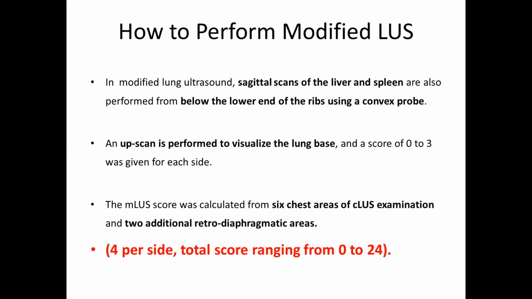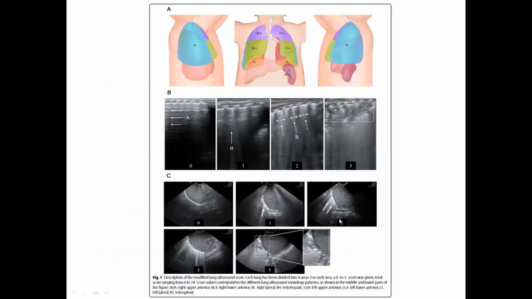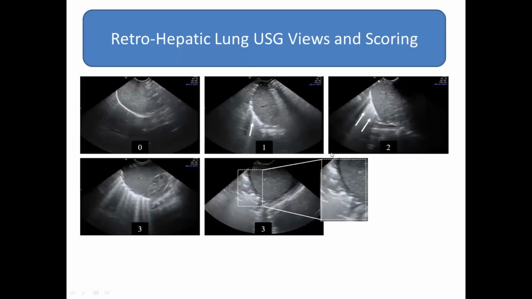In modified lung ultrasound score, the 6 chest areas of classical lung ultrasound were used, plus 2 additional. So total 4 per side, and the score will be 0 to 24. As seen in classical lung ultrasound, we score it as 0, 1, 2, and 3. And in retrohepatic lung USG view, the upper part is seen, which is liver, and this is a diaphragm, and below that is lung field.